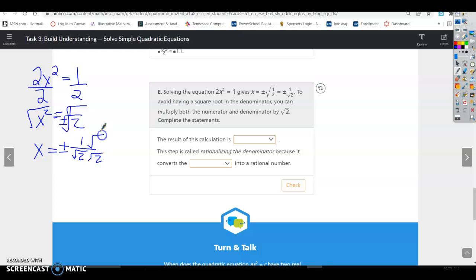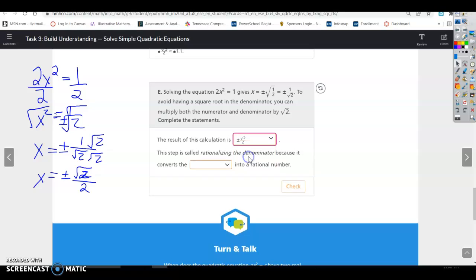And what happens then? Now I have the square root of something squared, which means that's going to cancel my square root. So I'm going to have plus or minus. On top, I've got 1 times the square root of 2, which is just square root of 2. And on the bottom, I have the square root of 2 squared. Square root of 2 squared means the square root cancels and leaves just 2. So x equals plus or minus square root of 2 over 2.